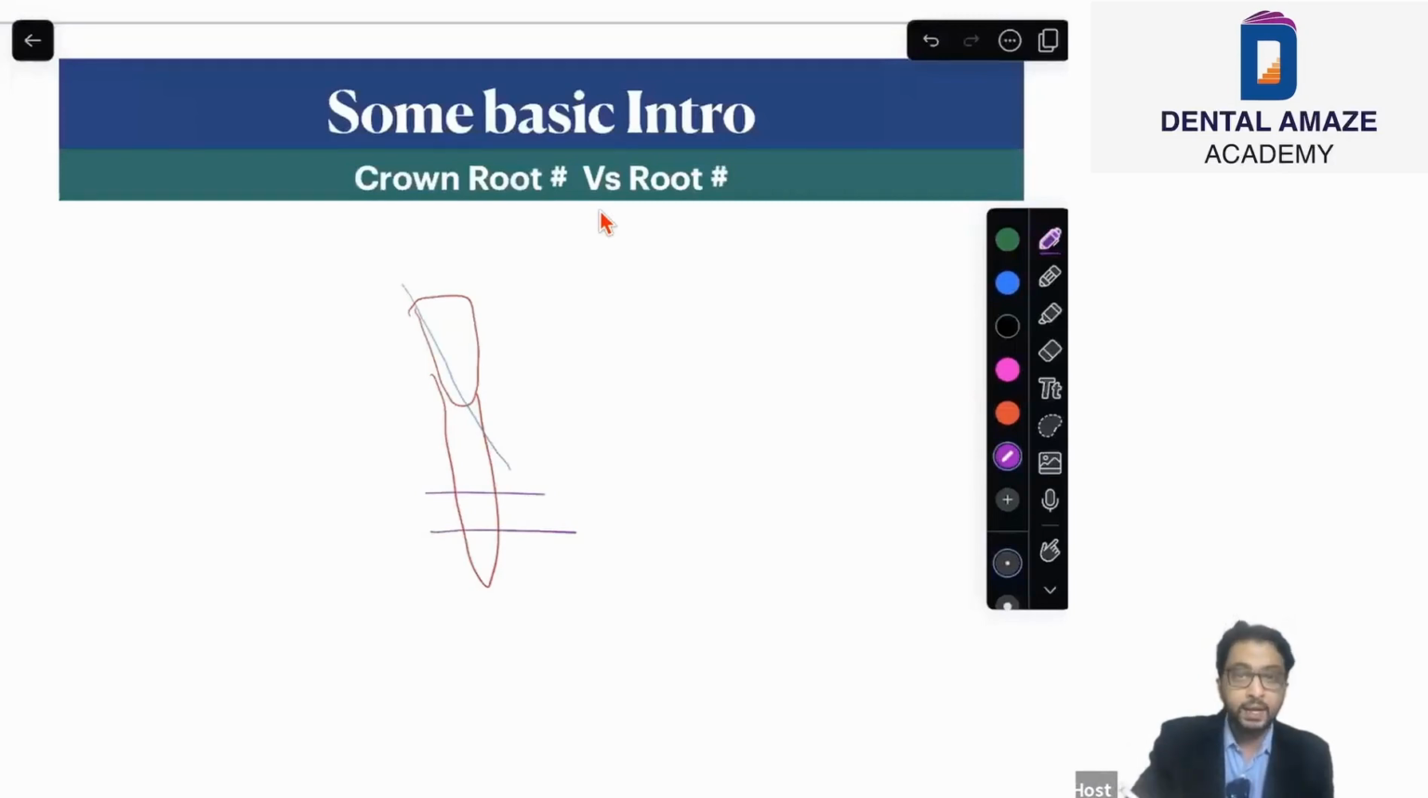Now, as you can understand, the crown root fracture will involve a part of enamel as well, plus dentin and cementum of the root. In root fracture, there is no enamel involvement. That's one major difference. Second thing is, as you all know, there is a pulp inside your tooth. Just imagine this is the pulp tissue. The crown root fracture can involve the pulp or cannot involve the pulp. Both possibilities are there. I'll show you how.